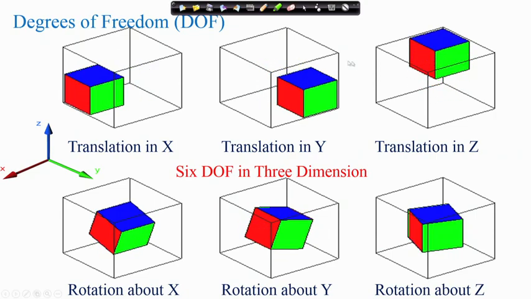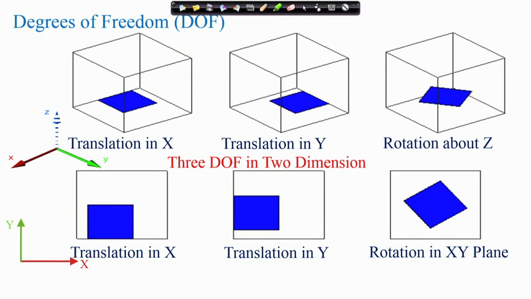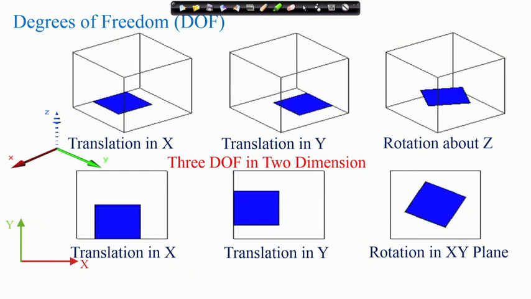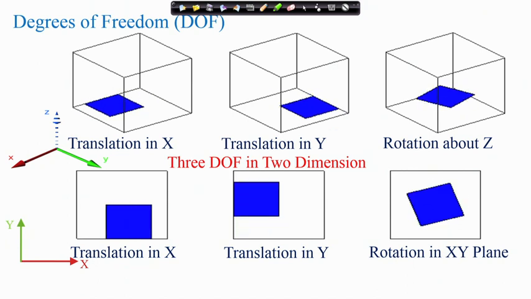Now, if we project them onto 2-dimensional space, then in 2 dimensions we have only 3 degrees of freedom: 2 translations in the direction of 2 axes, and 1 in-plane rotation about the normal axis. So, these are the 3 degrees of freedom that an object can have in 2 dimensions. We will try to understand and define strain in 2 dimensions, and the same thing can be extended to 3 dimensions. Okay.